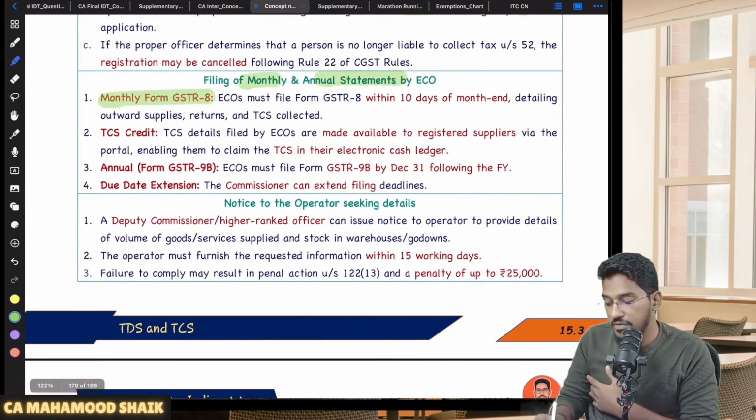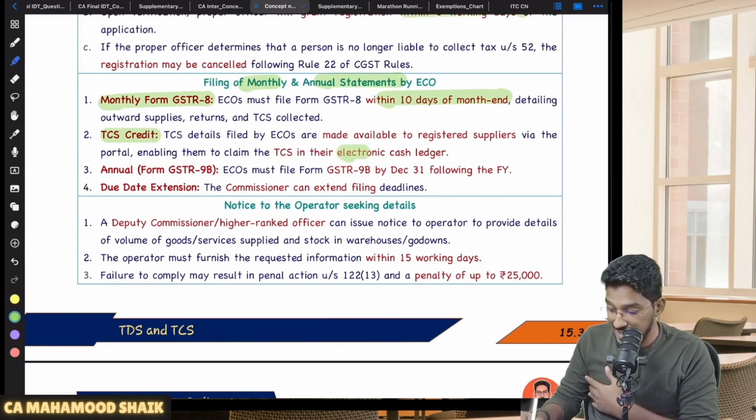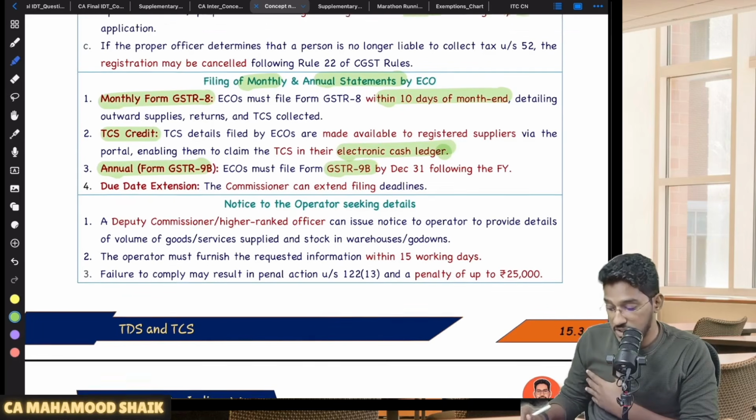And what are the various monthly and annual returns required to be filed by the ECO? They are required to file one monthly return, GSTR 8, by the 10th of the succeeding month, and that TCS credit will be made available to the supplier in his electronic cash ledger. And these e-commerce operators are also required to file one annual return, GSTR 9B.